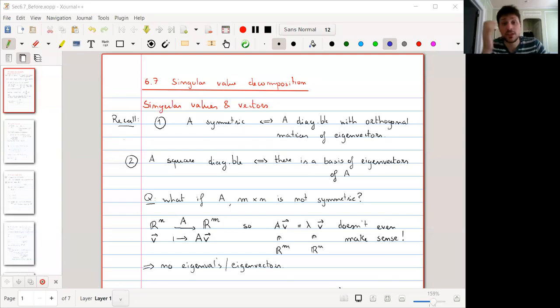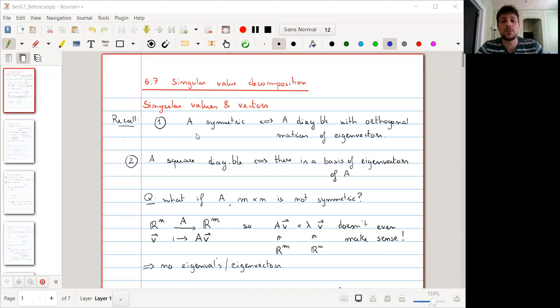Hello, everyone. In this video, we'll talk about the singular value decomposition. We'll set it up, and then we'll conclude the discussion about it in the next video. It's a very important application of the last few results we discussed, orthogonal diagonalization of symmetric matrices. So let me start with reminding you of what we did in the recent videos.